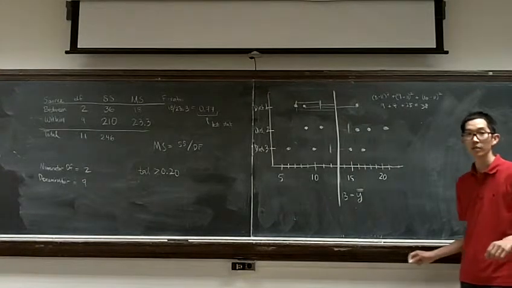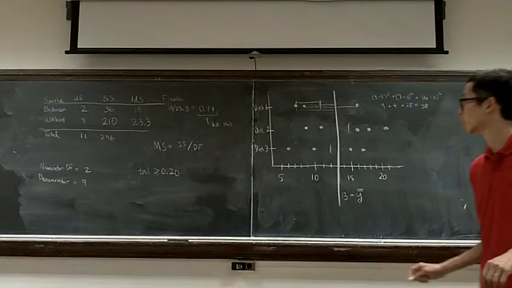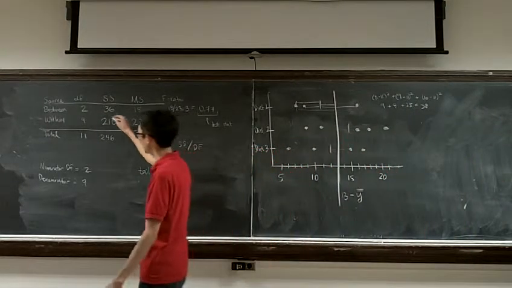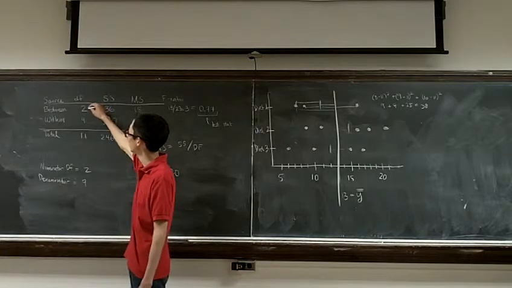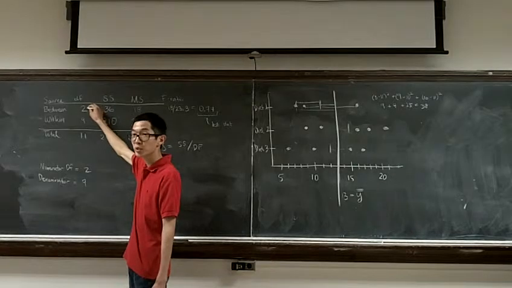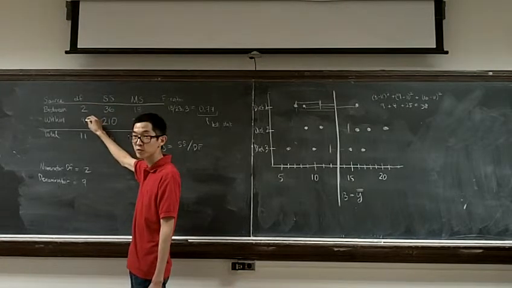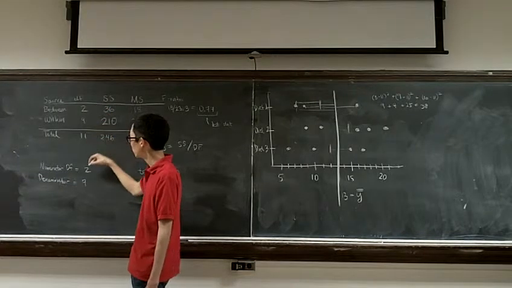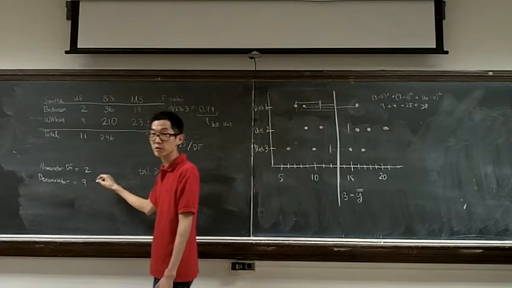Quick question. Yes. Can you explain the numerator and denominator? How did you get that again? So in my ANOVA table, I have the between group degrees of freedom as 2, and the within group degrees of freedom as 9. Okay, and so I'm just using those as my numerator and denominator degrees of freedom.